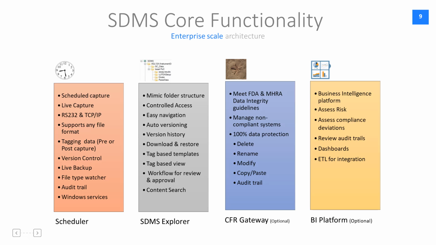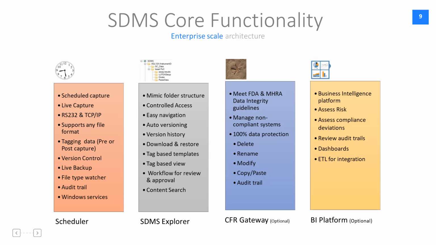And also there are special Windows functionalities like copy paste. Typical Windows functionalities like copy paste are controlled by the CFR Gateway. CFR Gateway gives 100% protection to your data. This means users will not be able to delete data, rename data, or modify data without the knowledge of CFR Gateway.